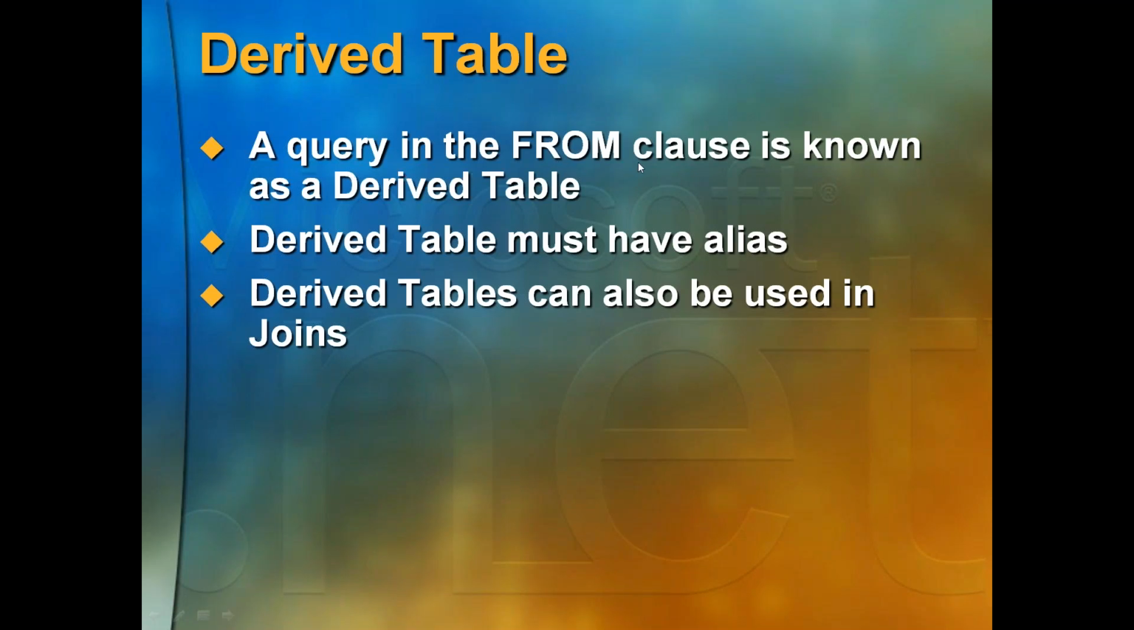So what is a derived table? A query in the from clause is called a derived table. A query in the where clause is called a subquery, right? A derived table must have an alias. Derived tables can also be used in joins. This is one more thing that I should understand.